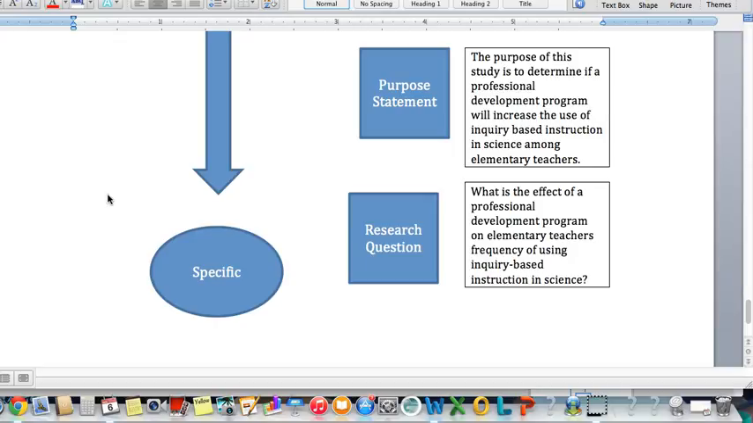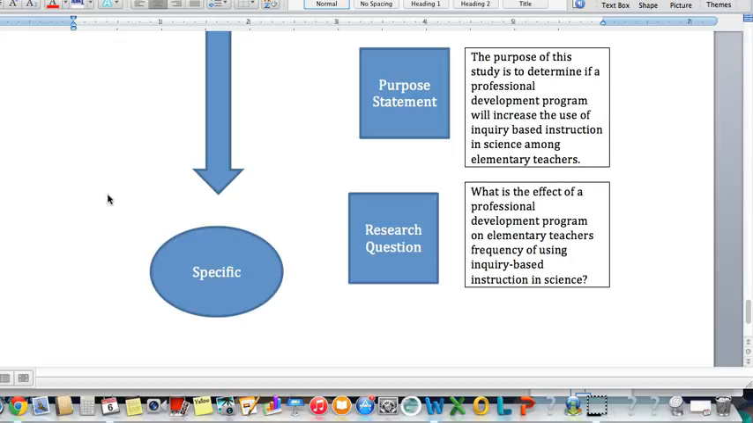To rephrase this, if you weren't able to do an experimental study, which many in education are not, you would say, what is the relationship between a professional development program and elementary teachers' frequency of using inquiry-based instruction in science? Or how did the professional development program increase frequency of using inquiry-based instruction in science?